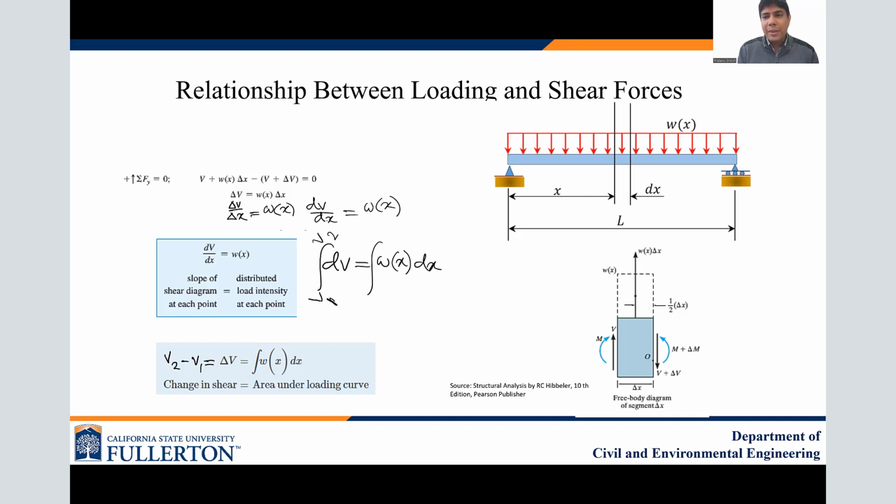If you elaborate a little bit on that, if we take the dx on the other side and dV on the left side, and if we integrate between the two points, which is basically shear V1 initial and then shear V2, which will be the integration of the distributed loading, what we find after integration is that V2 minus V1 is equal to delta V. The change in shear is equal to the area under the loading curve.